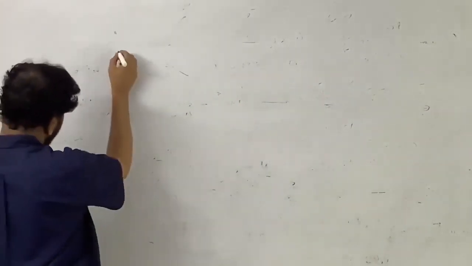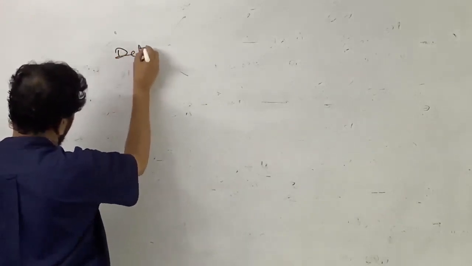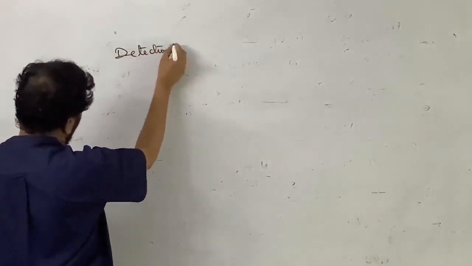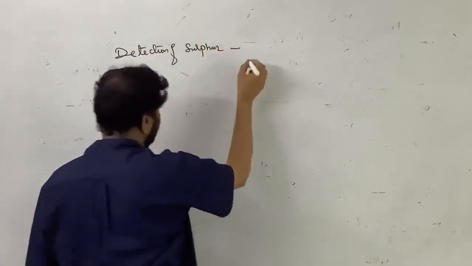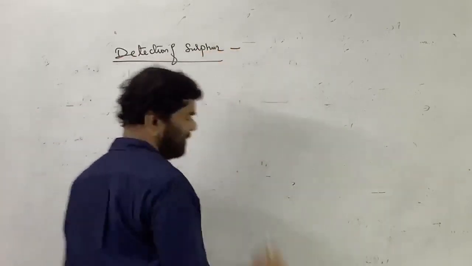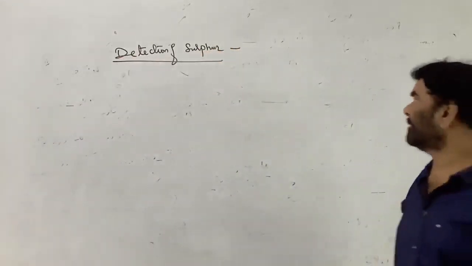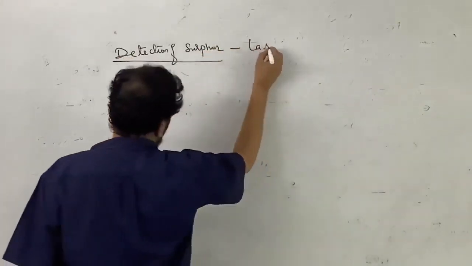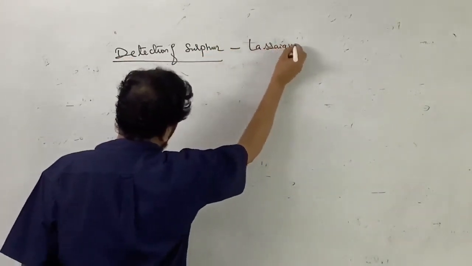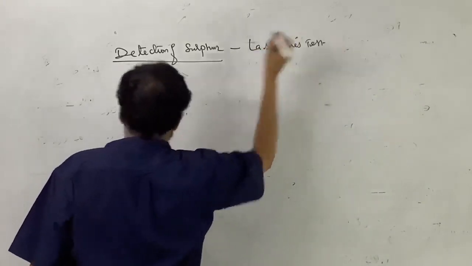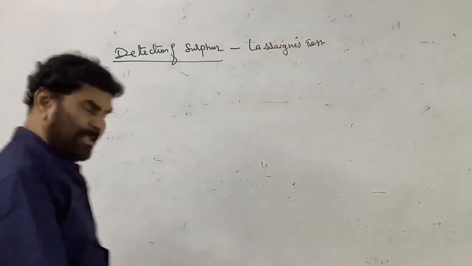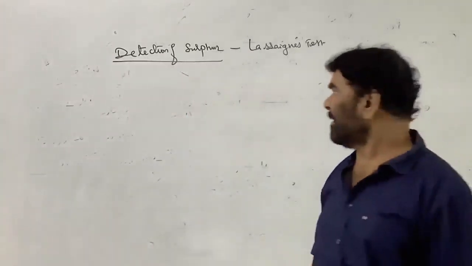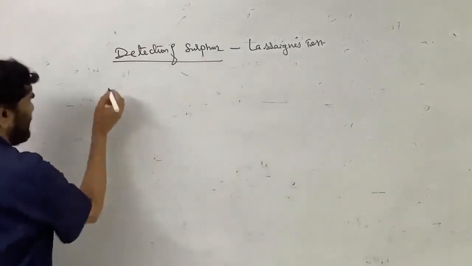Next, the other one is the detection of sulfur. Detection of the sulfur, Lassaigne's test, same thing. So, Lassaigne's test means detecting. See here, there are 2-3 tests for the detection of the sulfur.